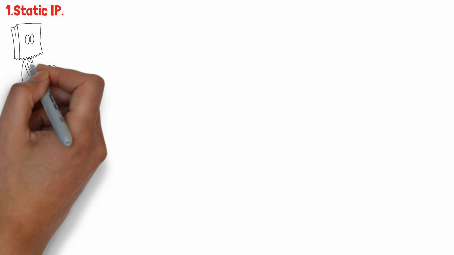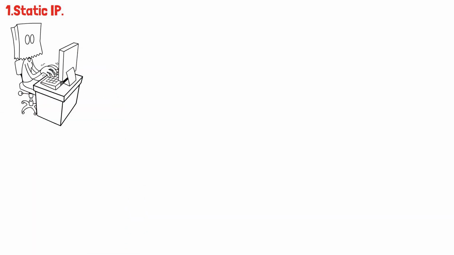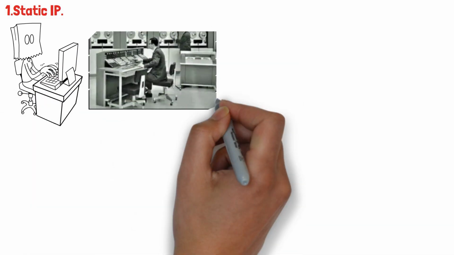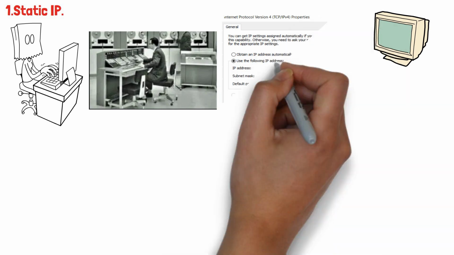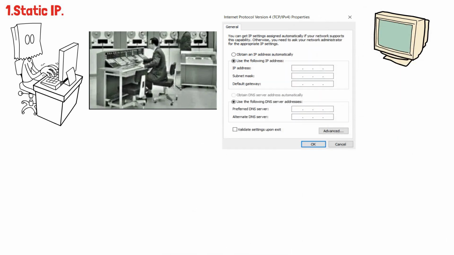Static IP is where a user assigns a computer or device with an IP address manually. This was the original method that was done in the beginning of networking. For each computer you had to open up the network configuration page and manually type in an IP address, subnet mask, default gateway, and a DNS server.